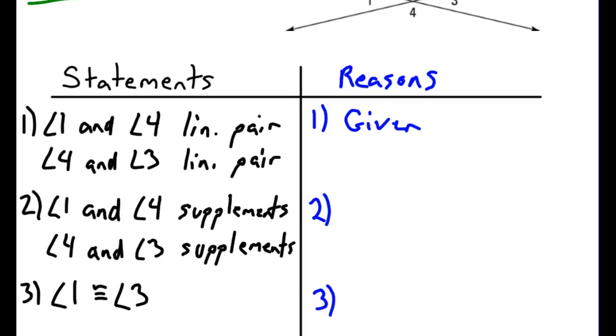Angle 1 and angle 4 are a linear pair. Angle 4 and angle 3 form a linear pair. From that information, I know if two angles form a linear pair, then those two angles must be supplementary. So for step number 2, angle 1 and angle 4 are supplements. Angle 4 and angle 3 are supplements. My reason for that is one of those postulates we just talked about, the linear pair postulate.